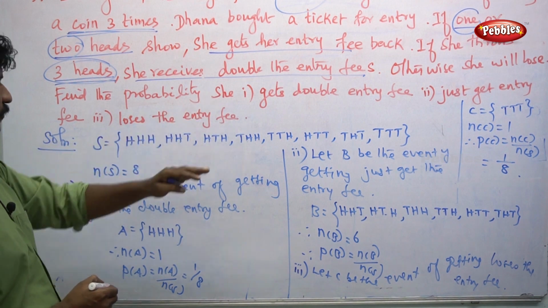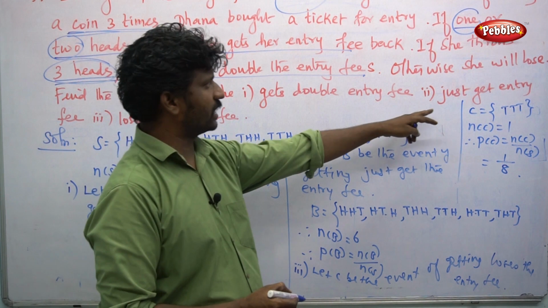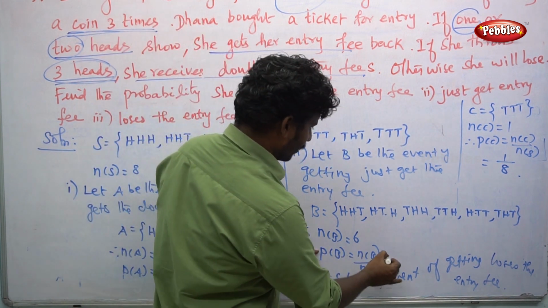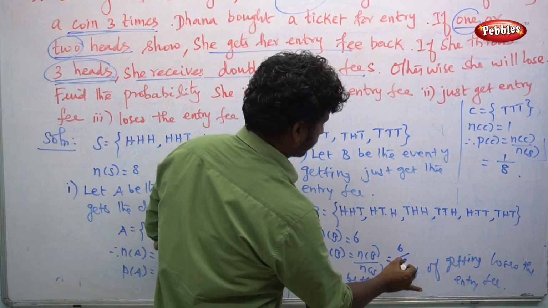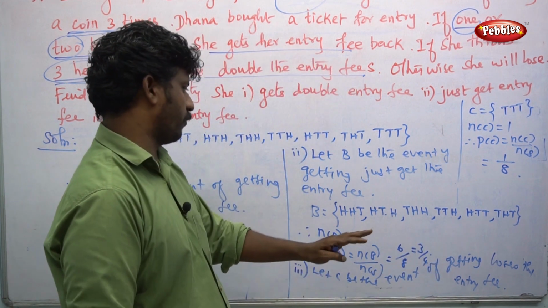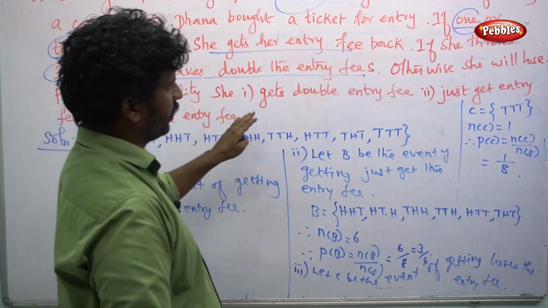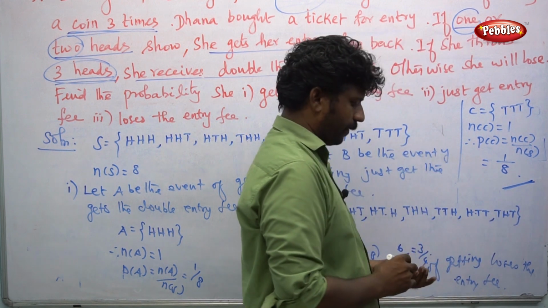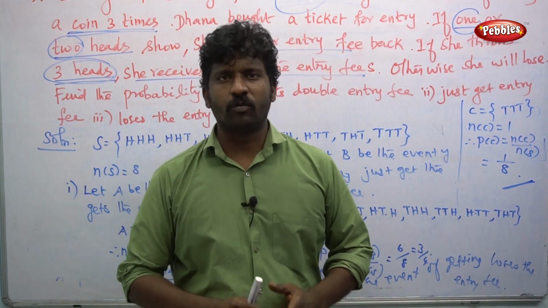So see the 3 points. The first one is gets double the entry fee, so what is the answer? P of A equal to 1 by 8. Then second point, just get entry fee, the P of B is equal to 6 by 8, here the n of B answer is 6, the n of S is equal to 8, so இதை cancel பண்ணா 3 by 4 will come, right? So this is P of B. Then C, what is the third point, lose the entry fee, which is 1 by 8, this is the answer. புரிஞ்சுதுங்களா? இந்த sum-ஓட இந்த exercise complete ஆகுது.